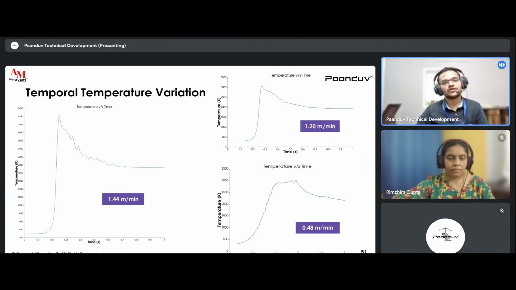So here are some temporal variations of temperature at the same point at different deposition speeds. As we can observe from the first curve of 1.44 meters per minute of deposition speed, the variation in temperature is much steeper. On the other hand, for 1.20 meters per minute, the variation in temperature is less steep for the same point. For 0.48 meters per minute, the change in temperature at the same point is much more gradual due to the slower speed of the laser.